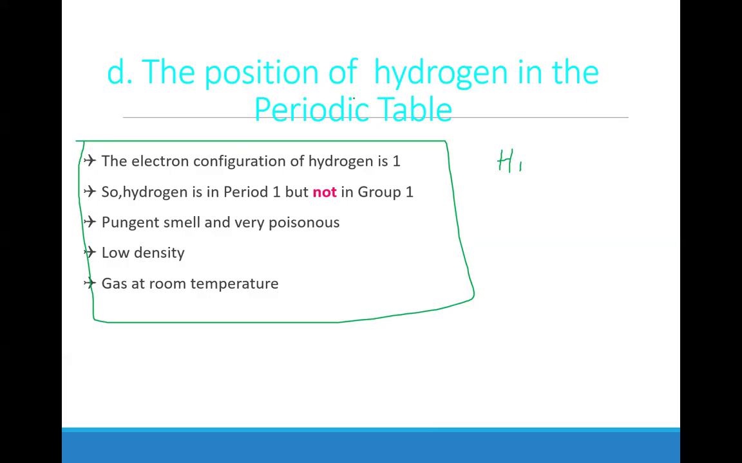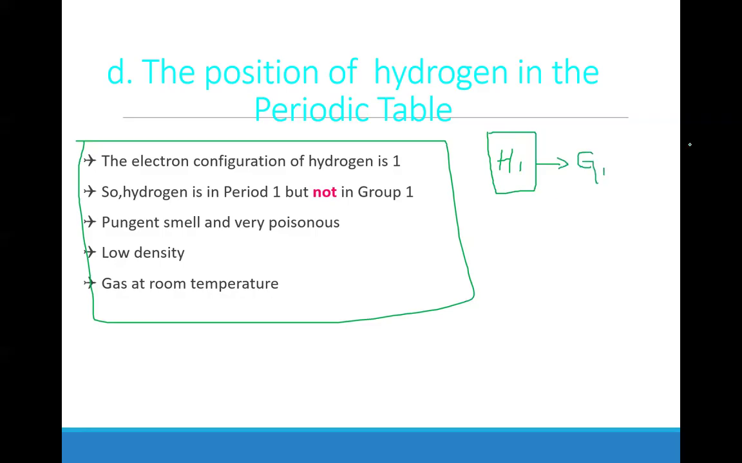Now, hydrogen doesn't react with water. It's not solid at room temperature, it's a gas. It's also not soft, because it obviously is a gas. It does not react with water. It's not a metal. And secondly, hydrogen does not conduct electricity. So it doesn't share most of the properties of the group 1 elements.